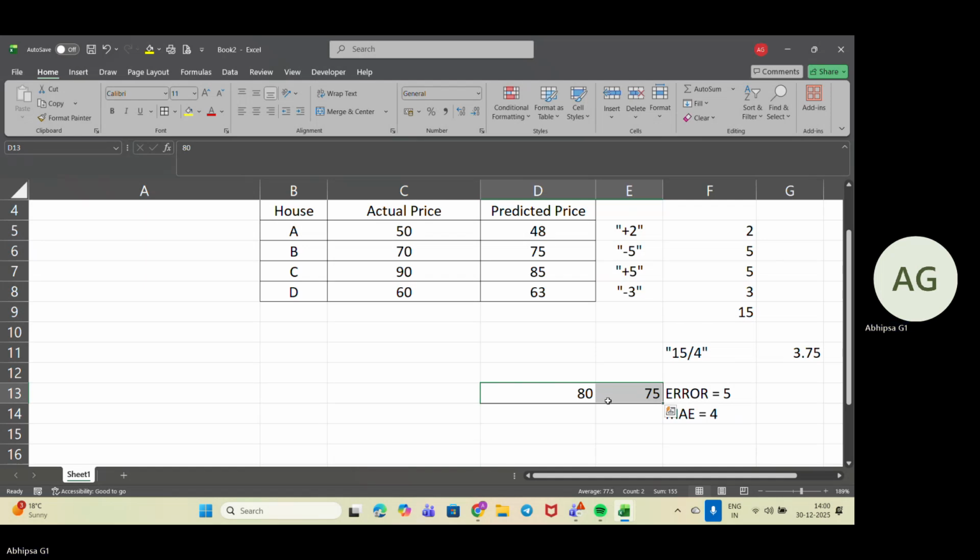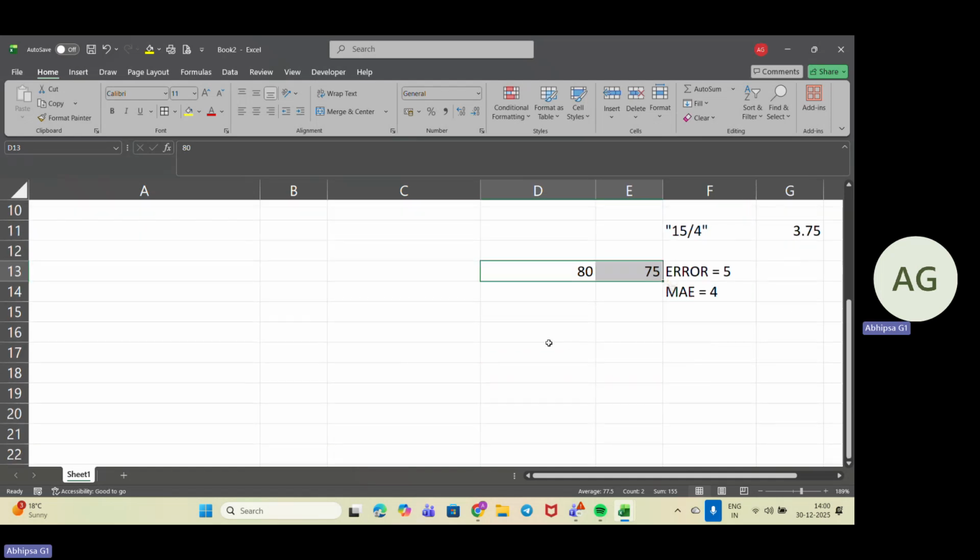Okay. Now let's discuss MSE. MSE is mean squared error.